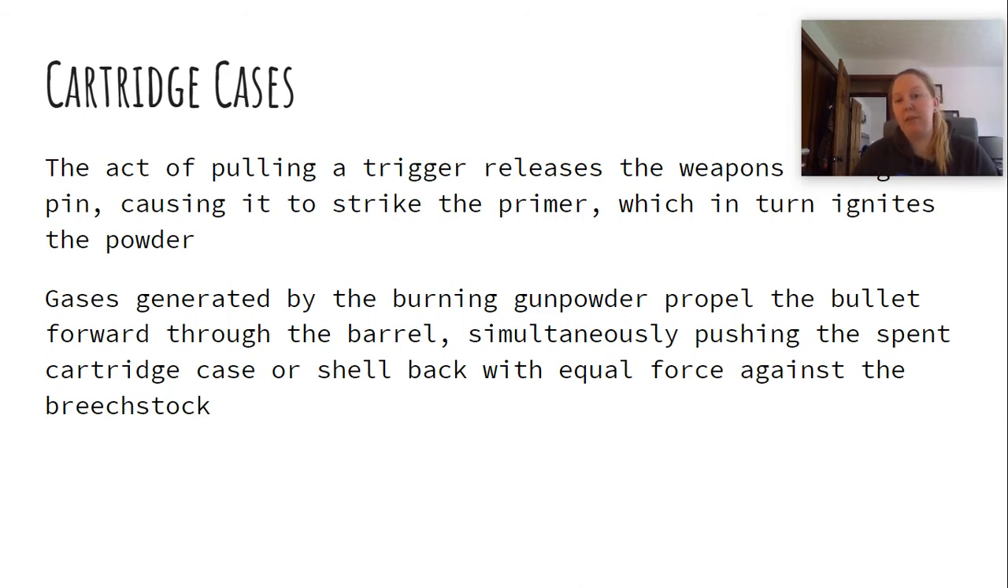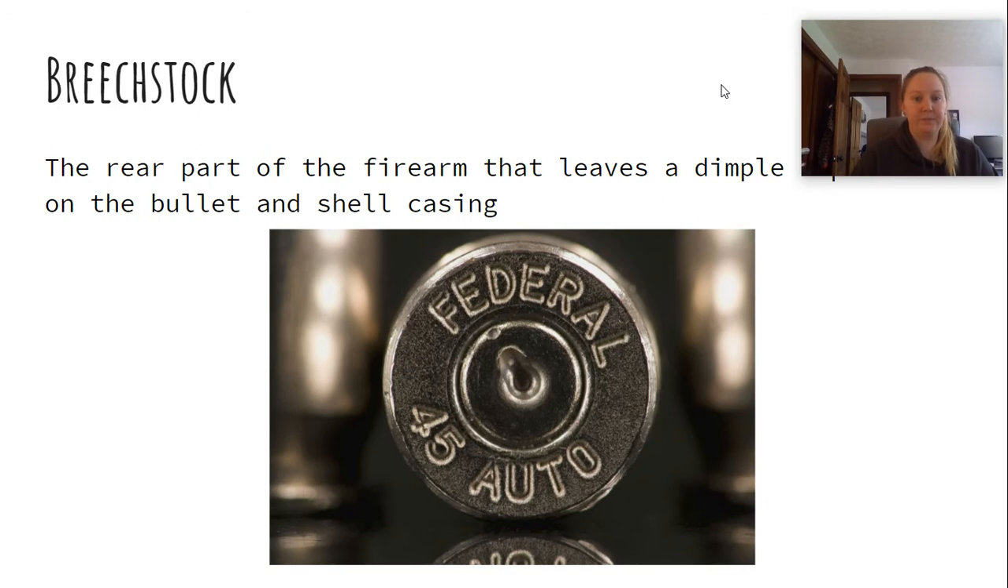Those gases generated by the burning gunpowder propel the bullet forward through the barrel, simultaneously pushing the cartridge case or shell backwards with an equal amount of force to something called the breech face, which is the back of the gun, before it is ejected out. The breech face is the rear part of the firearm that can leave a dimple on the bullet or the shell casing. So here would be your firing pin. This dimple here would be from your breech face.